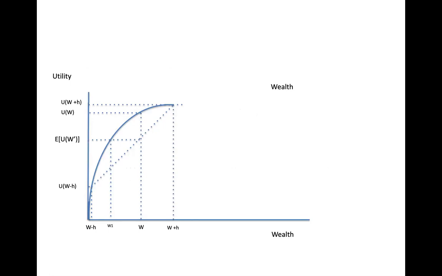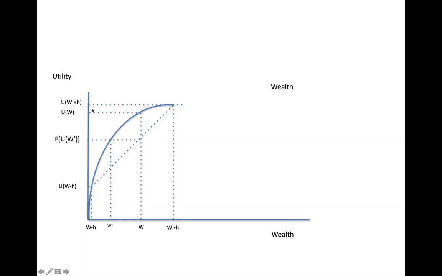Last thing now, we're going to talk about utility. So we're going to look at this curve, and this is actually a utility curve. And it shows that as you get more and more wealth, utility does not go up by the same amount. It's increasing, but at a decreasing rate. So you get more utility, but you get less and less the more wealth you have.